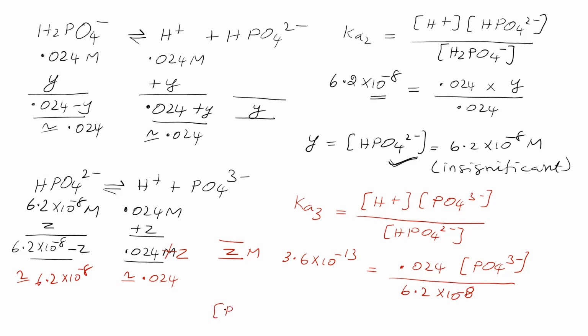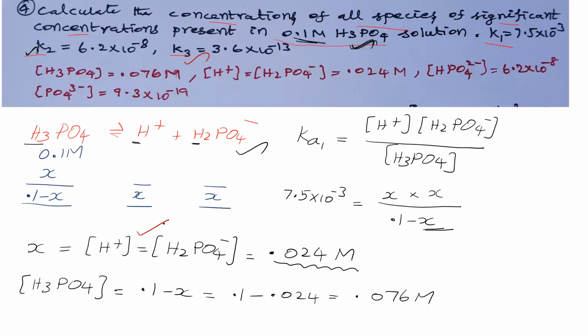We simplify and get the phosphate concentration as 9.3 into 10 to the power of minus 19 molar. It is an insignificant concentration. So in this sum, the significant concentrations are: one, the H plus concentration; then the H2PO4 minus concentration; then the H3PO4 concentration at equilibrium.